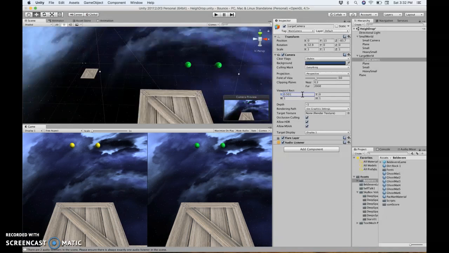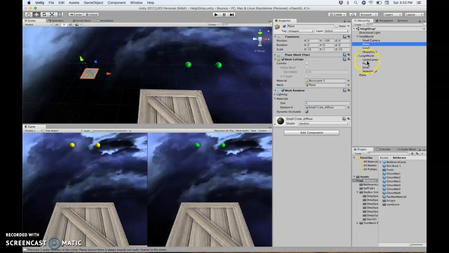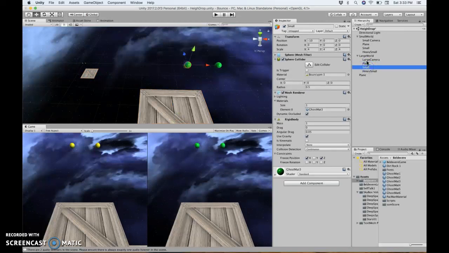Otherwise, these are exactly the same. Plane, you can see the transform's exactly the same. The small, I made two, I guess this one shouldn't be called small anymore. It should be called large. But this one should be called heavy large. But large and small, you can see they're exactly the same transforms. They've got different materials, and that's it. And the heavy ones are exactly the same transforms.